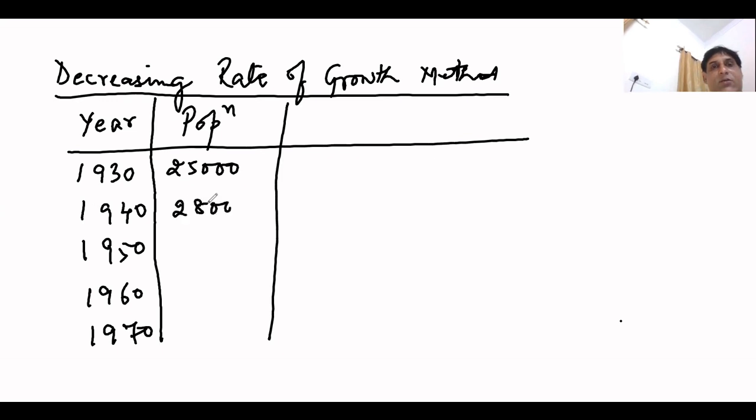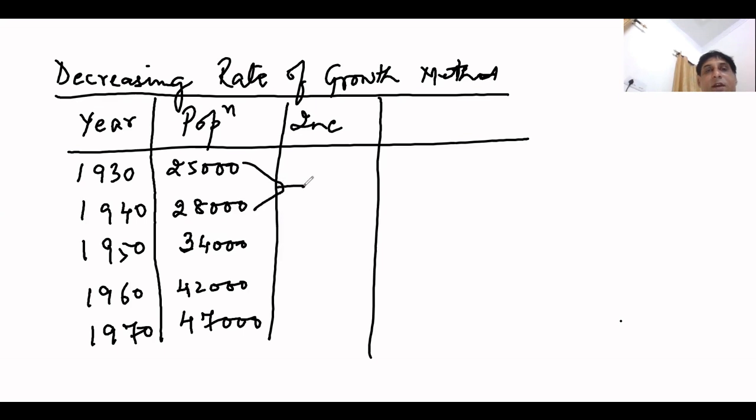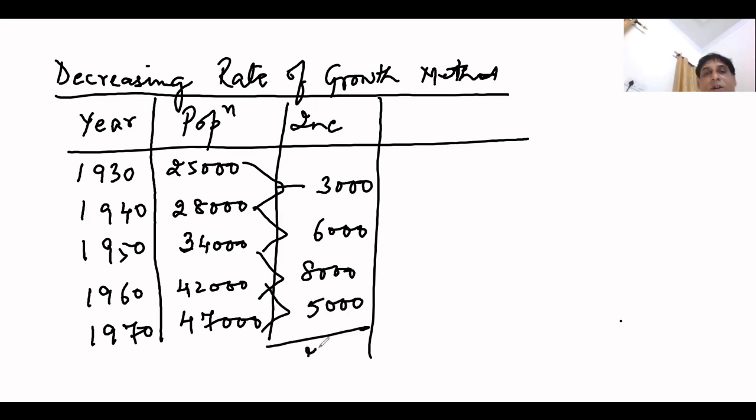$25,000, $28,000, then you've got $34,000, then $42,000 and $47,000. Now, what was the increase? The increase is 3,000, then 6,000, 8,000, and 5,000. Now, what is the total increase? 22,000. Now, find out the percentage increase.